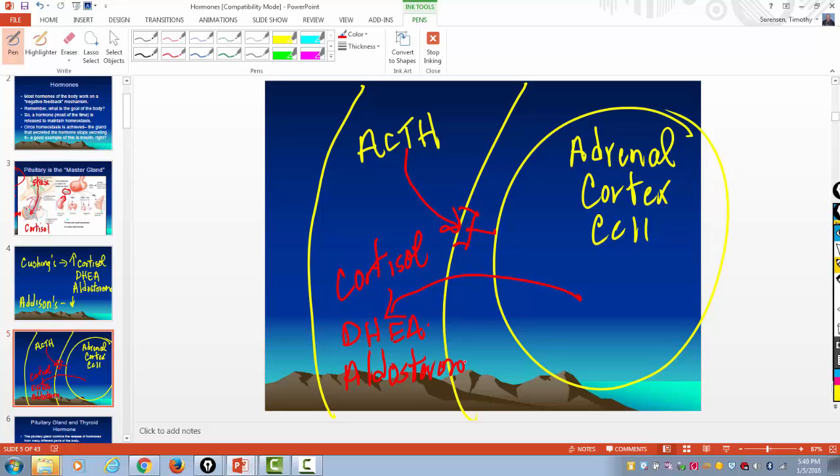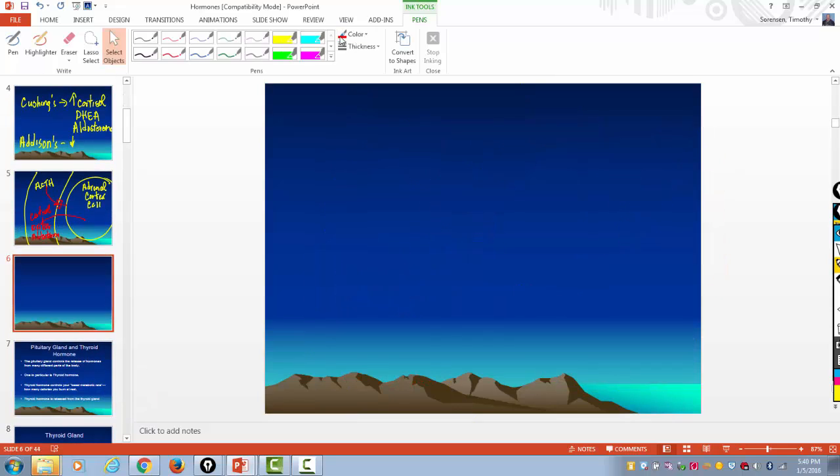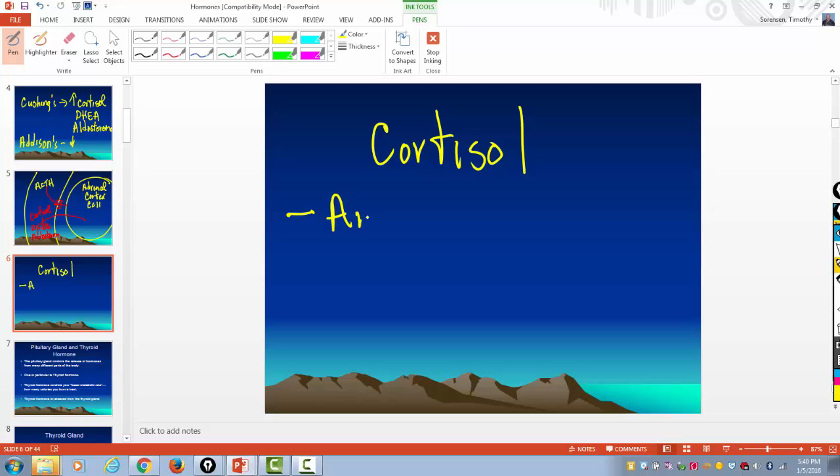Now, let's look at cortisol first. And let me break this down for you. Cortisol has several functions in the body. A lot more functions than I'm actually going to go over. These are the ones you need to know. Number one, it's the body's naturally occurring anti-inflammatory.